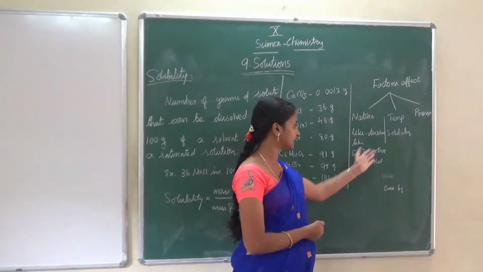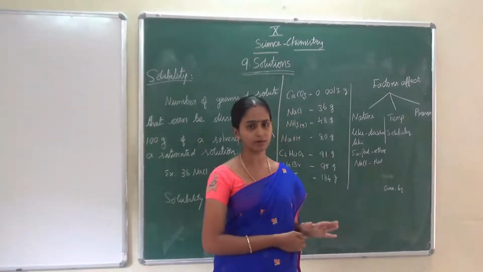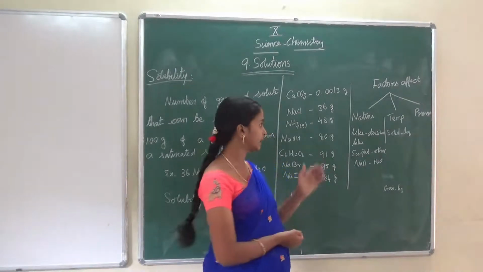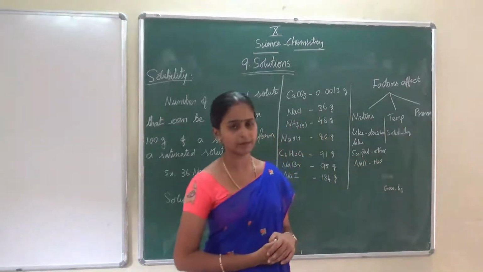If you add NaCl to ether, it won't dissolve. If you add fat in water, it won't dissolve. So the nature of the solute and solvent can affect the solubility. The next one here is temperature. How can the temperature affect the solubility?